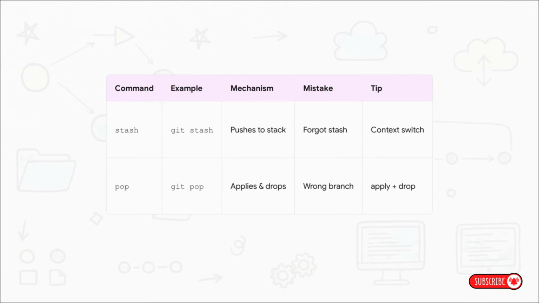You definitely aren't ready to commit that messy work. That's where you use git stash. Internally, this pushes your uncommitted changes to a hidden stack, instantly giving you a clean working directory. The biggest mistake is just forgetting what you stashed, but it's fantastic for sudden context switching. When the bug is finally fixed, you come back and run git stash pop. This applies the topmost stash and removes it from the stack. Just be careful not to pop it onto the wrong branch.